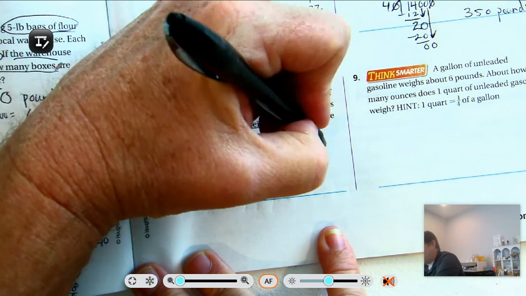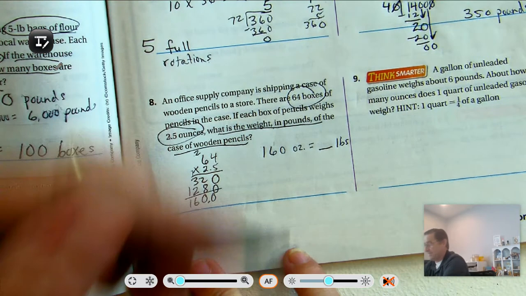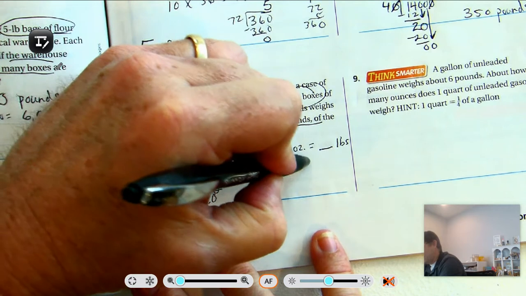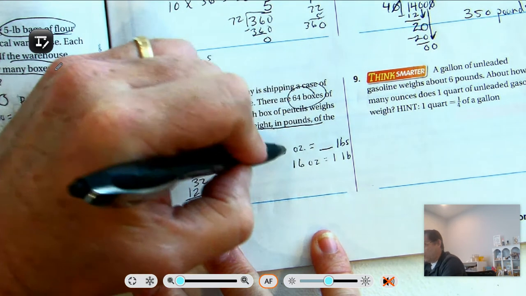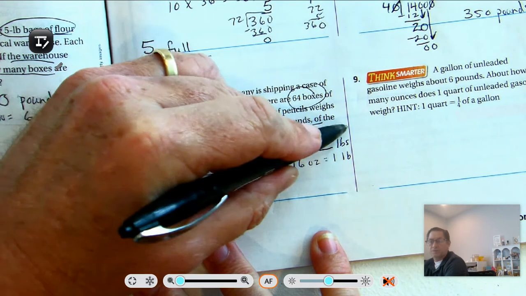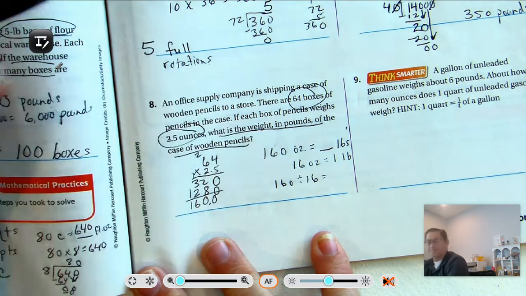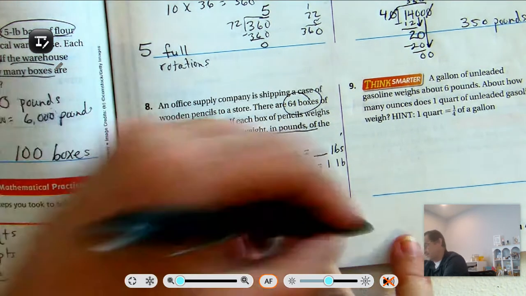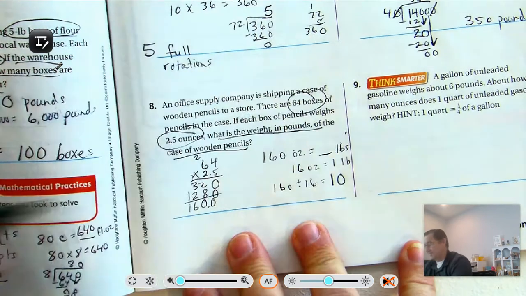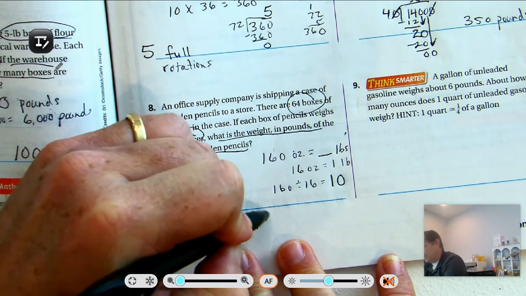ounces is how many pounds? Well, there's 16 ounces per pound, right? So we're going from smaller to larger, so we're going to divide 160 by 16. Well, this is the same as saying 16 tens divided by 16. So that's 1 ten. So 10 pounds.